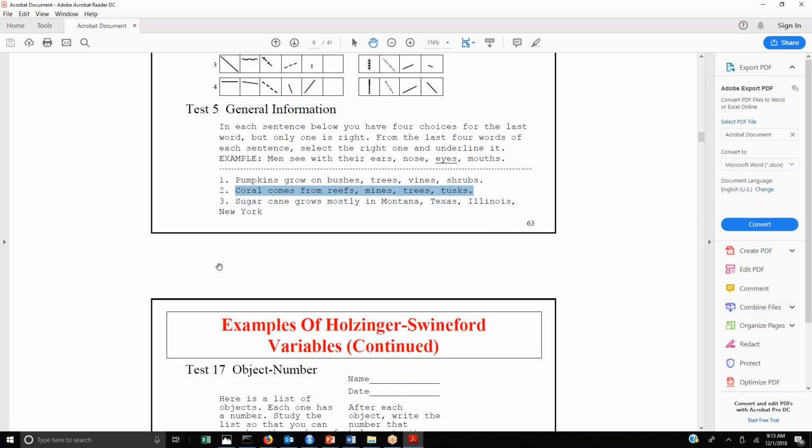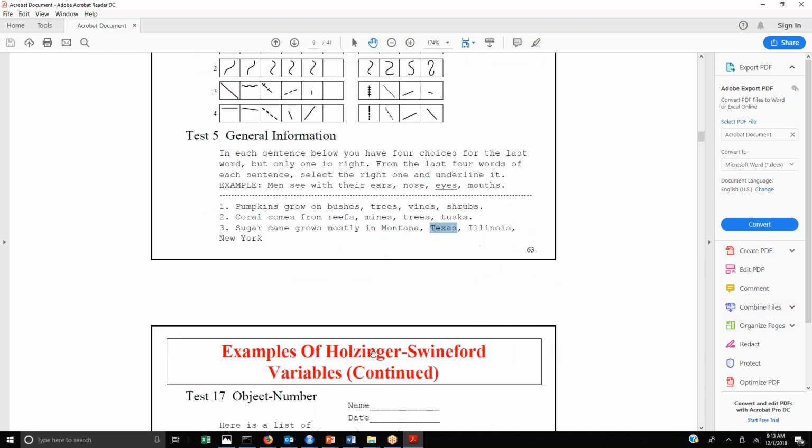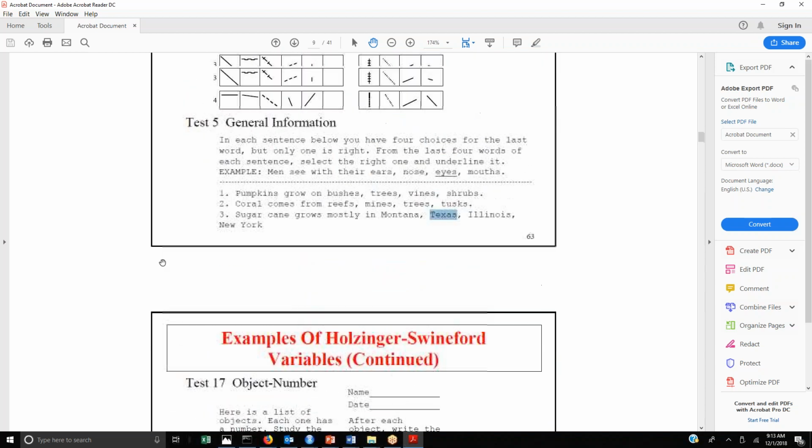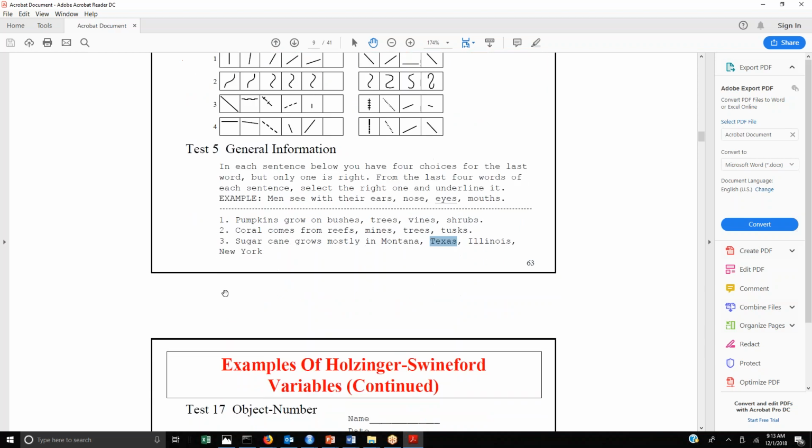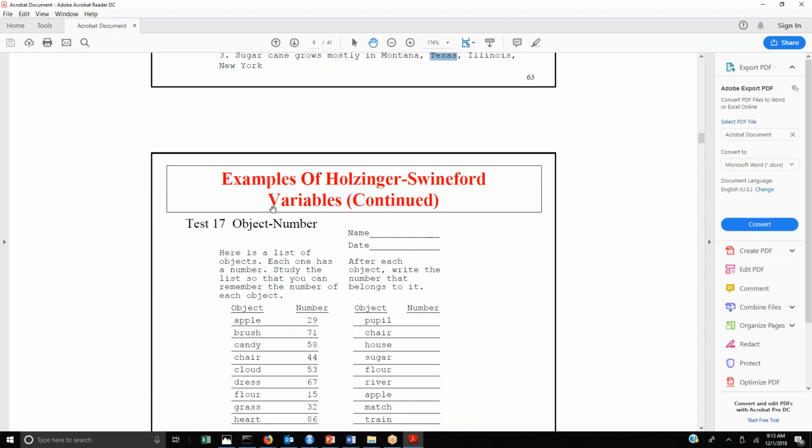Reefs. Sugar cane grows mostly in Montana, Texas, Illinois, New York. I don't know. I think it's Texas. Okay, because it's a hot climate. That's how I know. My point is, we have these tests, and this is test number 5. Okay, test number 17. That's tests, and I'm just giving you an example here.